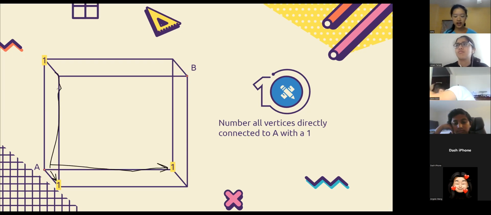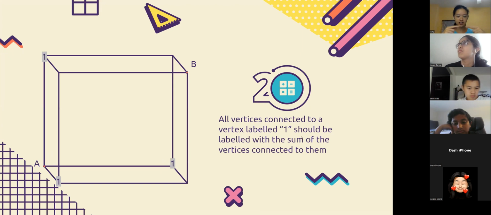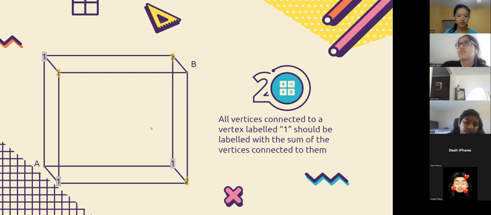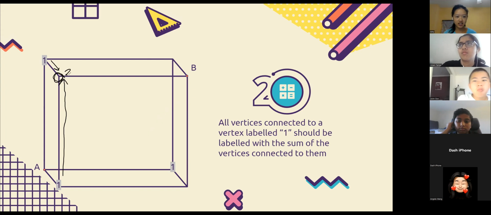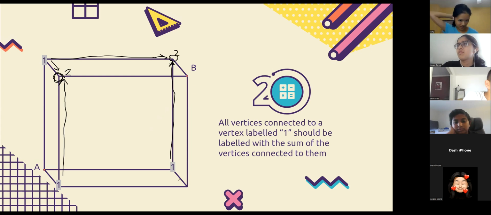And then the next step is that you add together the vertices that are flowing together. So for example, I don't know how to point, but yes, that one. That one is connected to the 2 vertices labeled 1. So you would add together the ones that are connected to it to get 2 for this one. And then you do the same with the other ones. So you label each of those with 2.